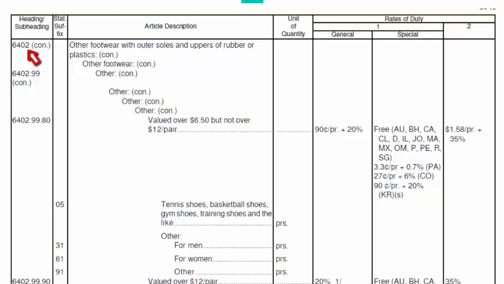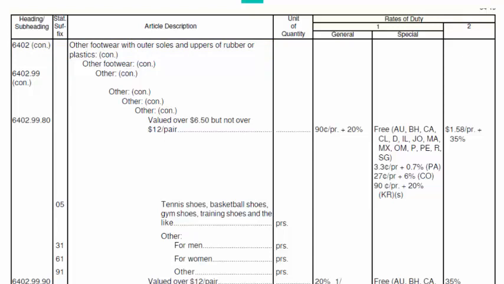We happen to be in 6402, and we didn't pick this randomly because footwear can be a little tricky from a duty assessment, from a valuation perspective, heavily influenced by the type of product itself, as well as the country of origin. So it helps us to illustrate our points around unit or quantity and the columns. Let's start at 6402 at the heading, Other Footwear, with outer soles and uppers of rubber or plastics.